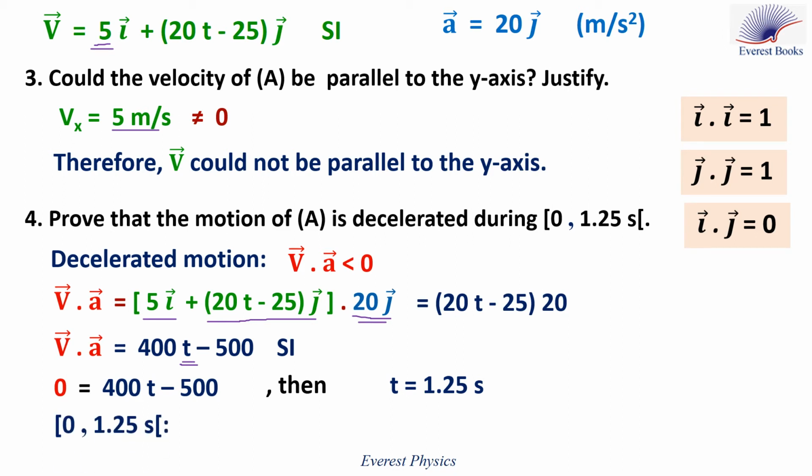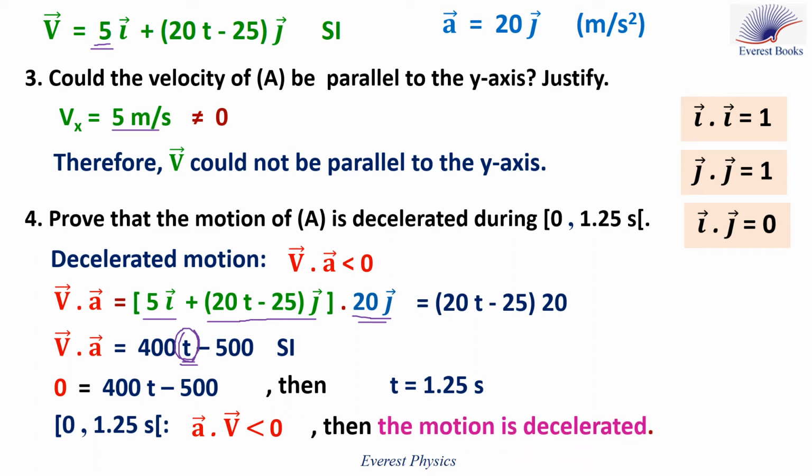Now choose a value of t in the time interval 0, 1.25 seconds. Let's say t equals 1 second. Replace t in the expression of v dot a by 1 second. The answer is minus 100. The answer is negative. Therefore, v dot a is negative for any value of t in the time interval 0, 1.25 seconds. Then the motion is decelerated during this time interval.